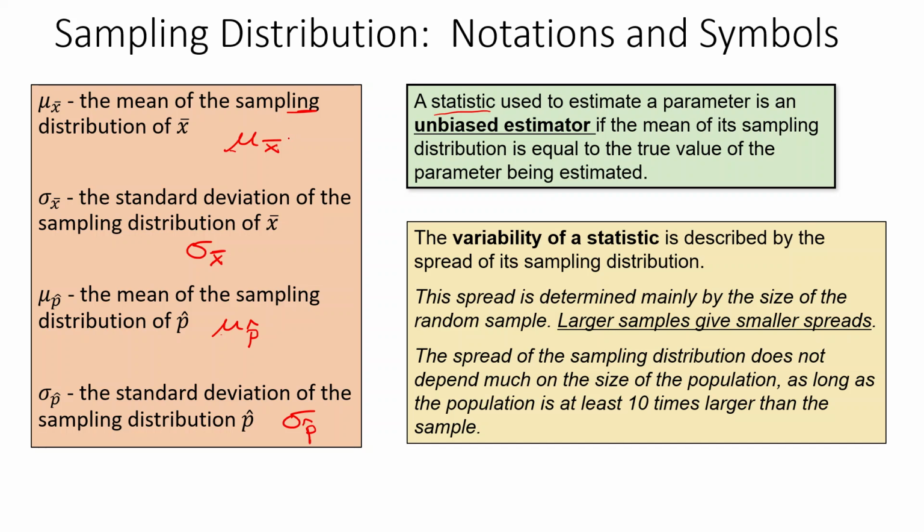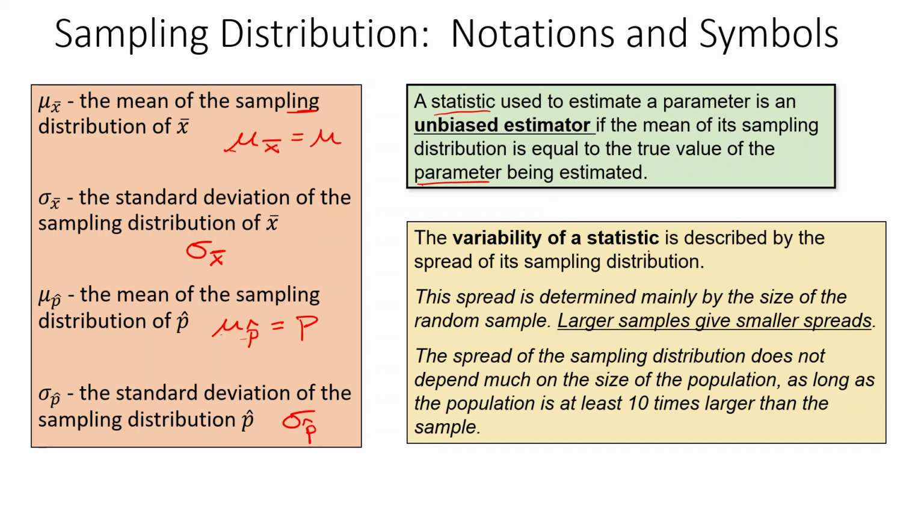So in other words, we're saying the mean of the sampling distribution should be equal to the actual mean. The mean of the sampling distribution for a proportion should be equal to the true proportion from the population, the parameter. That's what happens if we get unbiased estimators.